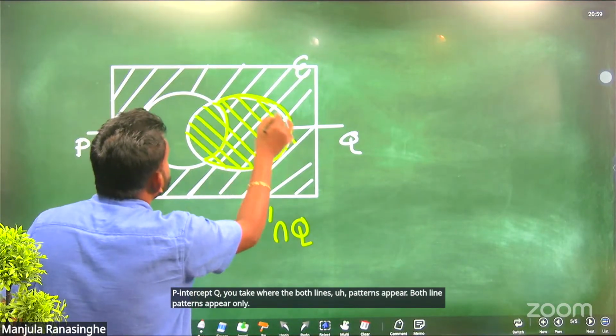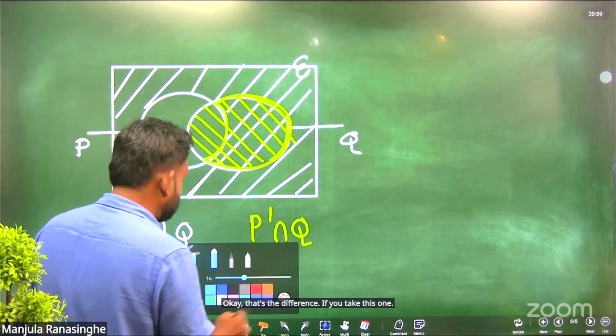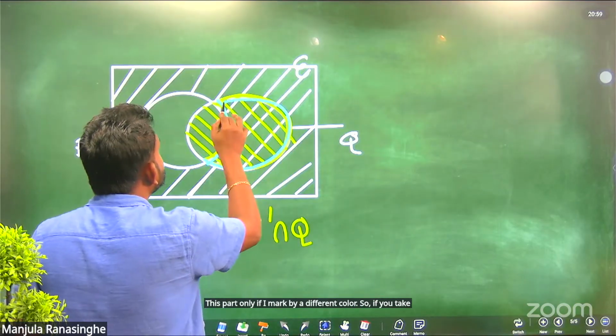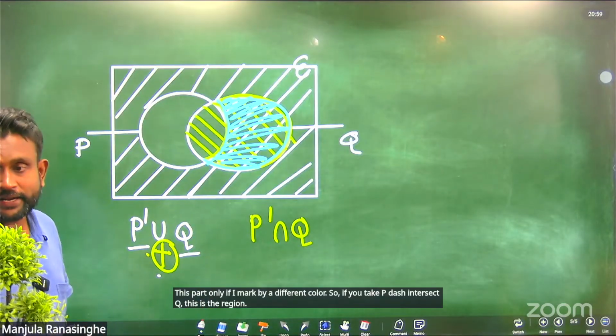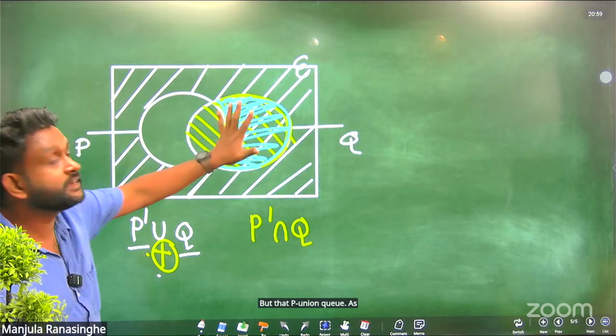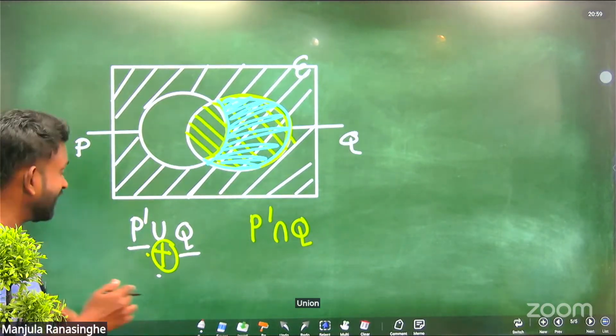Okay, that's the difference. If I mark this part only in a different color, this is the region for P dash intersect Q. But for P dash union Q, all the line regions come. Union is sum, remember that, addition.